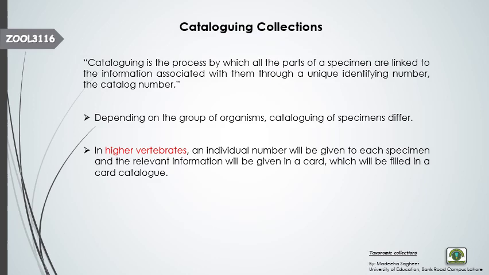Depending on the group of organism, which kind of species or group we are talking about, whether they are insects, parasites, plants, invertebrates, or vertebrates, the cataloging always differs from specimen to specimen, or from group to group. For example, in higher vertebrates, an individual number will be given to each specimen, because in higher vertebrates the specimen itself is very large, so we give a particular individual number to each specimen, and all the related information about that specimen will be filled in the catalog card, in the card catalog.